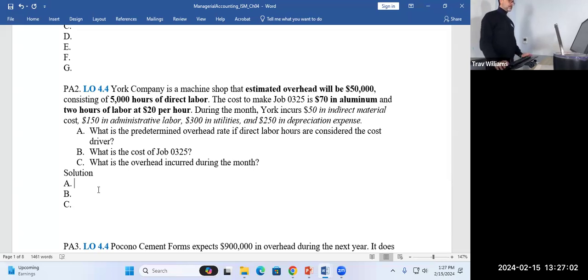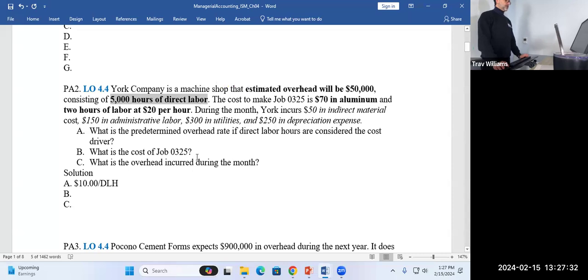So, okay, so $10 per what? Per direct labor hour, right? So the overhead rate is $10 per direct labor hour. We got that by taking the estimated overhead divided by the estimated direct labor hours. Okay, any question on that, part A?